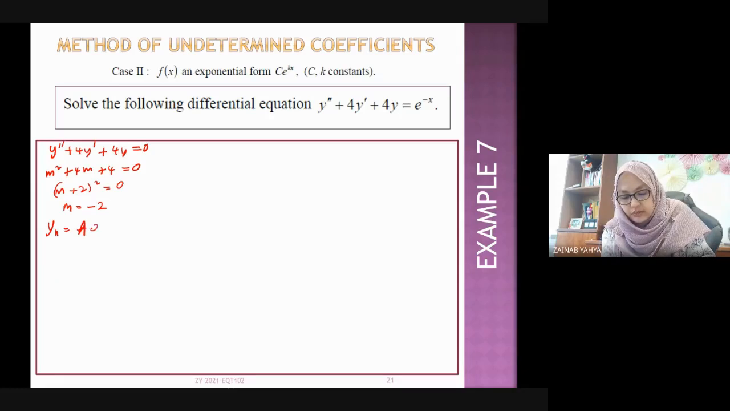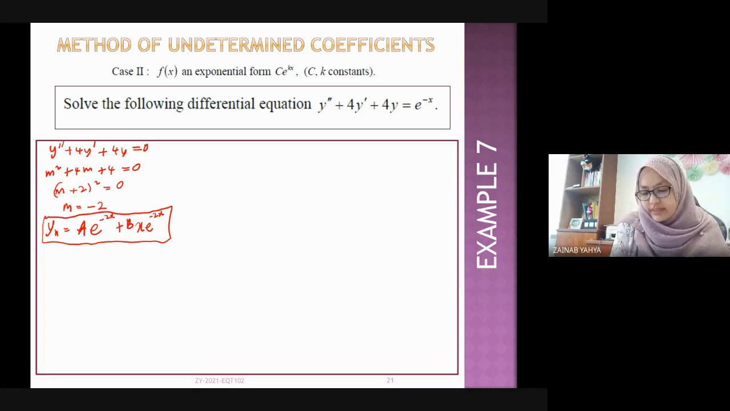A e^(-2x) plus B x e^(-2x). So this is the yh that we will refer to. As you can see, there are no terms the same, because it's e^(-x) and this is e^(-2x), so it's a different thing. If it's exactly the same, then only you need to multiply by x.